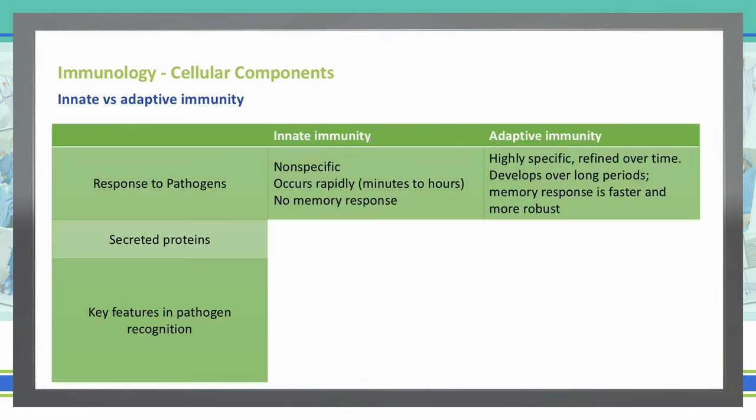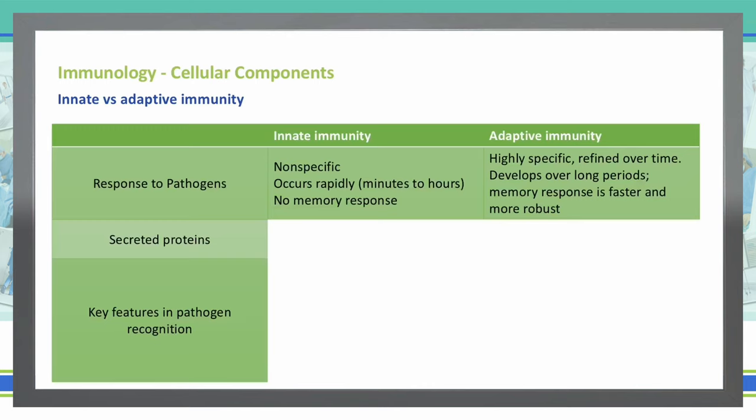So the innate immunity has a non-specific response to pathogens. These will typically occur rapidly, and there is no memory. So if you are exposed to a particular pathogen, let's say E. coli, your innate immunity will respond non-specifically to E. coli. It will attack it with everything that it has and do that rapidly over the next minutes to hours, but it does not recognize and know that it was a certain particular pathogen and build up stronger resistance to it later in the future.